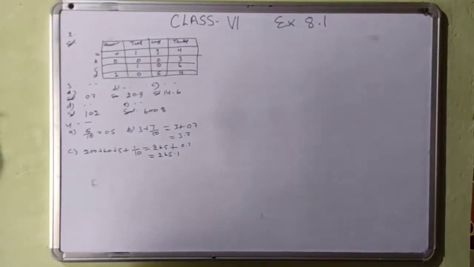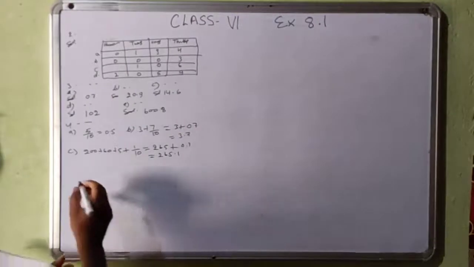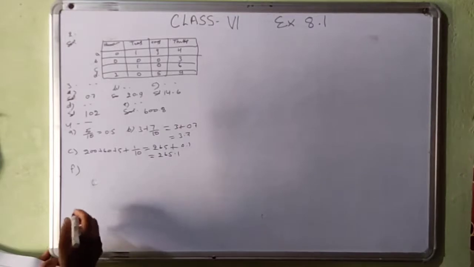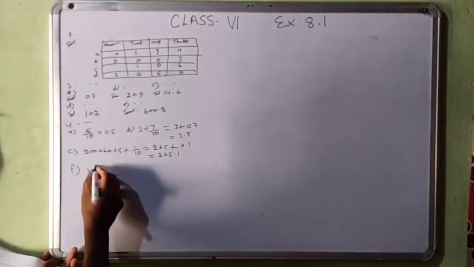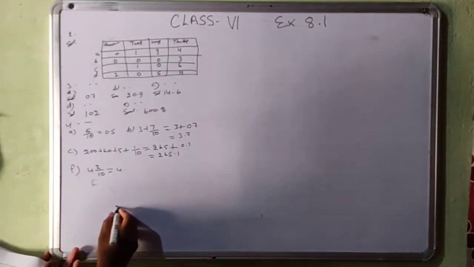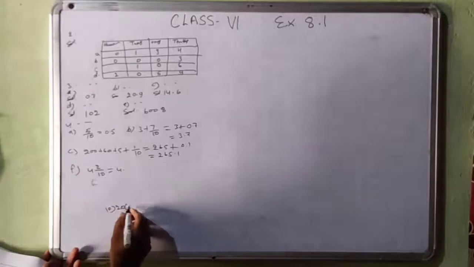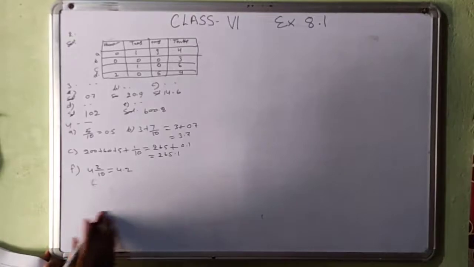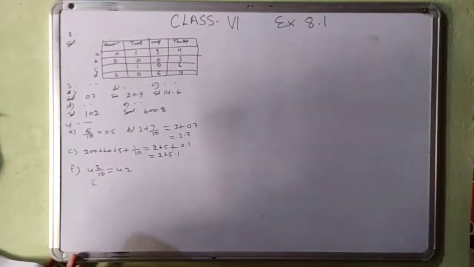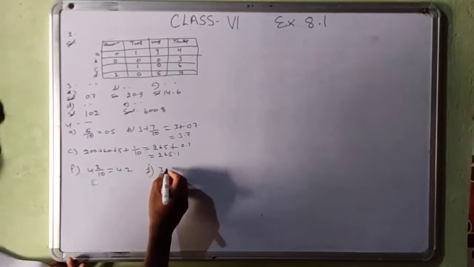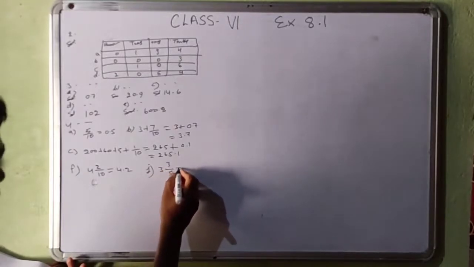D part, E part, you can do. See the F part. F part is 4 whole 2 upon 10. That will be 4 decimal and then you will divide 2 by 10. Decimal 0, 2 ja 20. So decimal 2. And then G part, H part, I part, you can do. See the J part. J part, 3 whole 3 upon 5 is equal to 3 decimal.